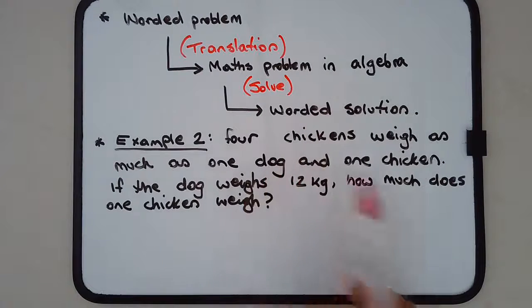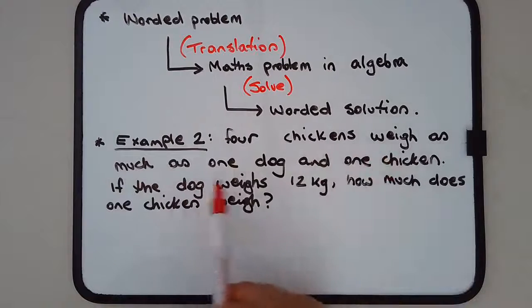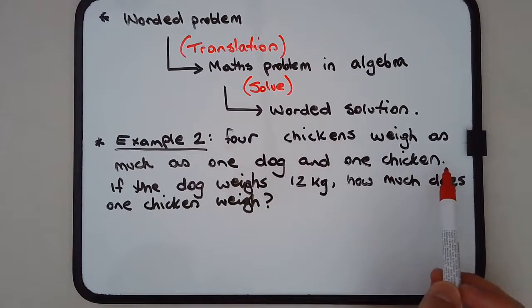So whatever the question's about, whatever the context is, whatever the background is, we're going to answer in the same way. So if we're talking about, for example, example 2, we're talking about chickens and a dog, we'll answer in the same way. So let's have a look at example 2. 4 chickens weigh as much as 1 dog and 1 chicken.